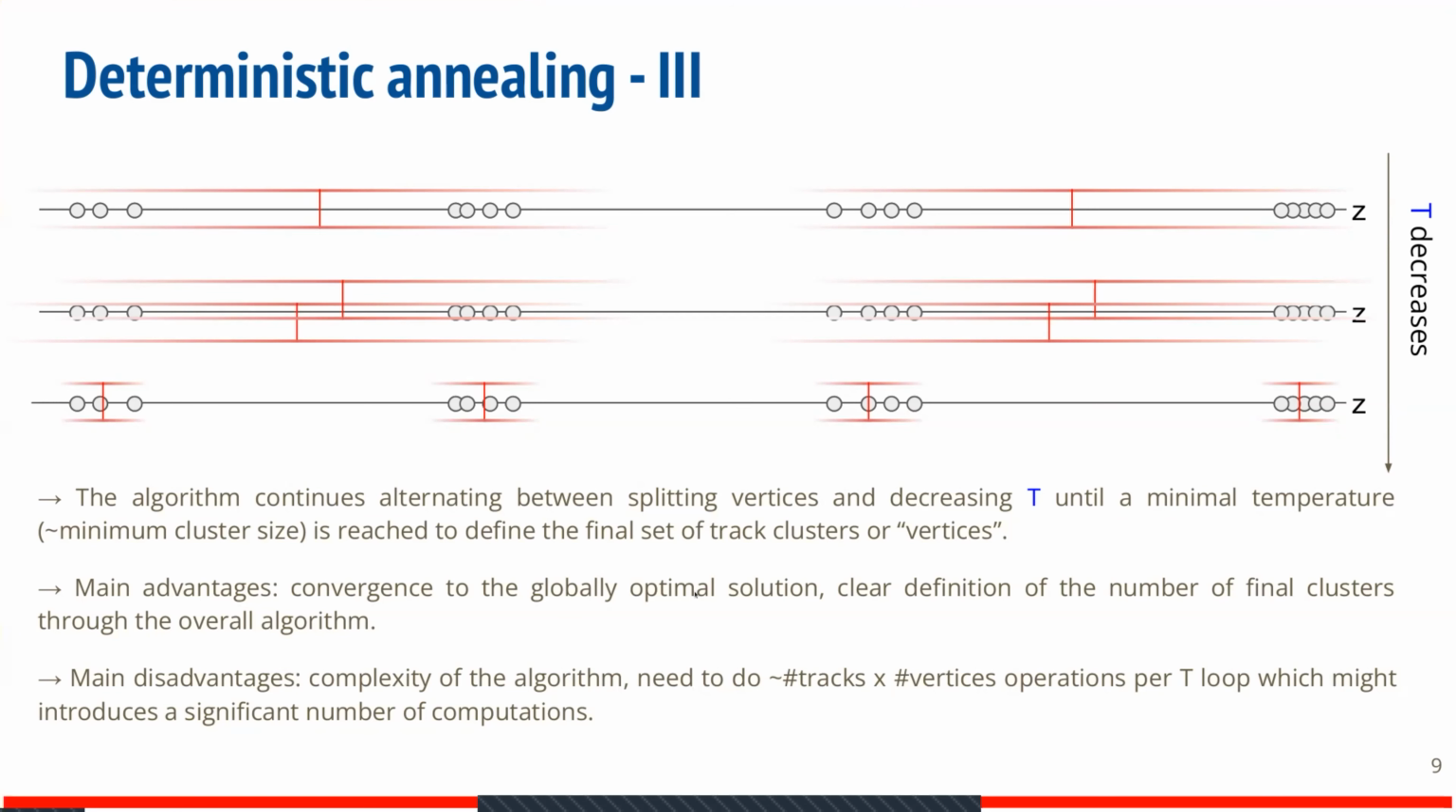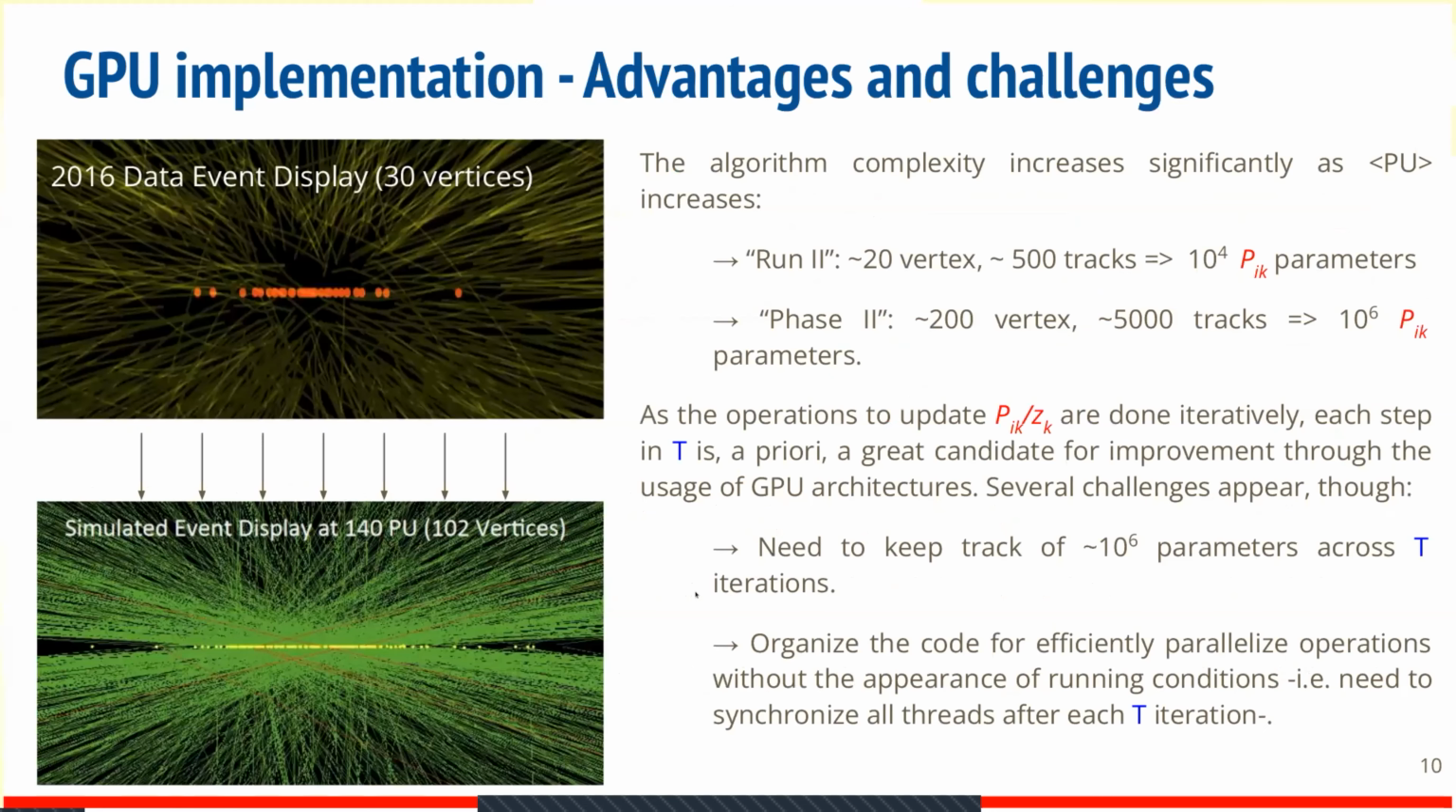The problem, of course, is that this is an extremely complex algorithm. And once you try to put this into a GPU implementation, something that tries to profit from the fact that we have a lot of inputs, you have to run a little bit the numbers. And in fact, a priori this seems good, because if we go from Run 2 and we have around 20 vertexes and around 500 tracks, we are looking at around 10,000 or so assignments between tracks and vertexes that you have to keep track of. And this is for the current running conditions.